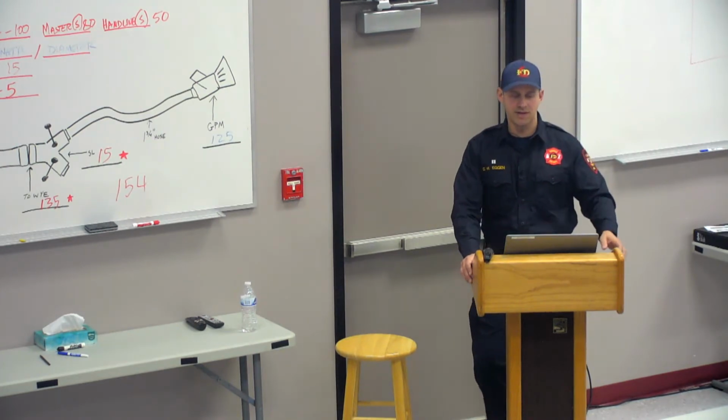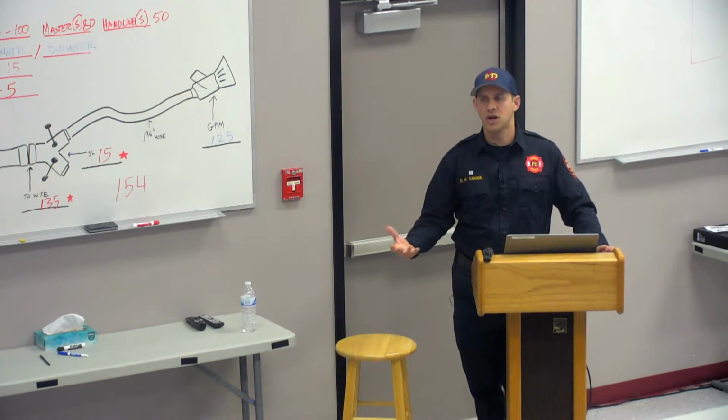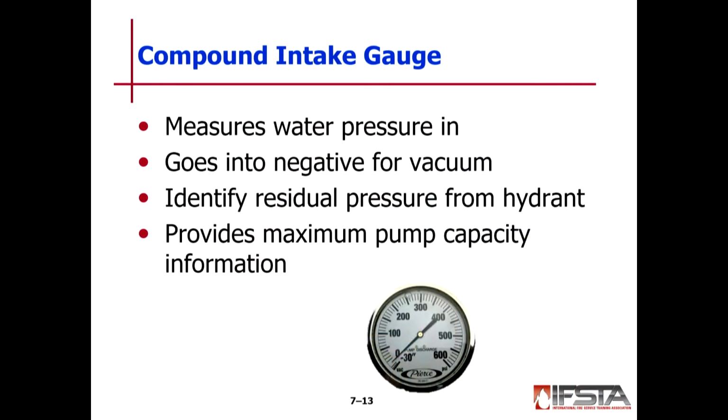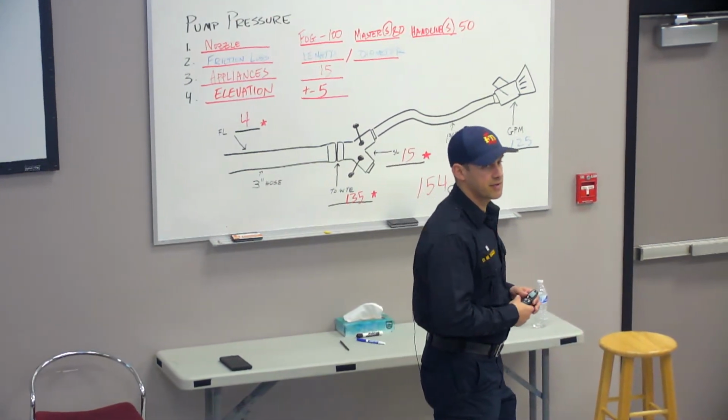Going into our compound intake gauge, this gauge measures our water pressure coming in. So that's measuring basically hydrant pressure, right? And how much water is coming into the pump. Obviously, different than the master discharge gauge, this has negative readings on it. So on the master discharge, it'll only go to that 0, which my hands are shaky. On the intake, it goes to negative 30.